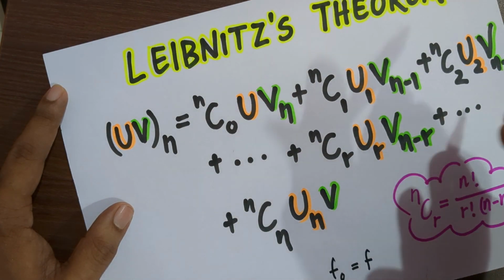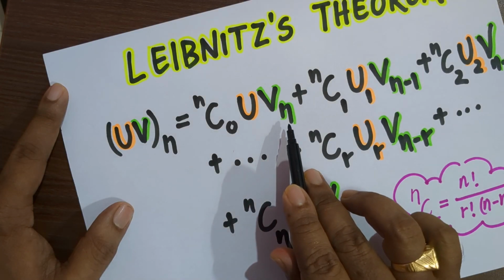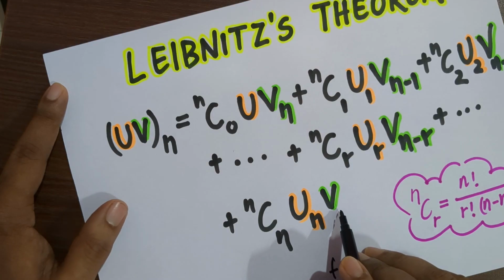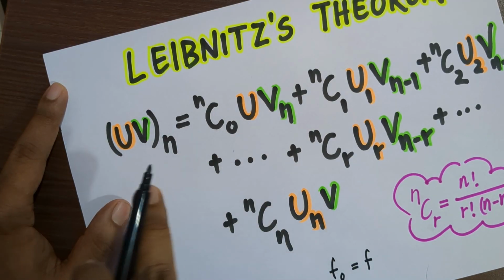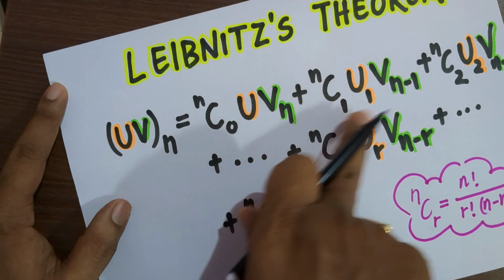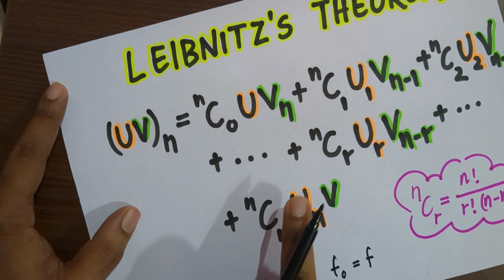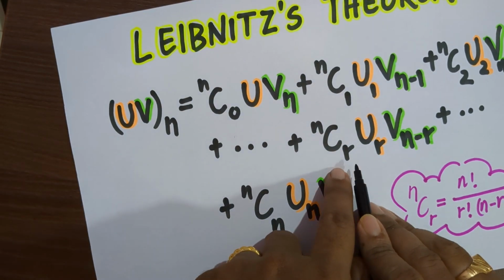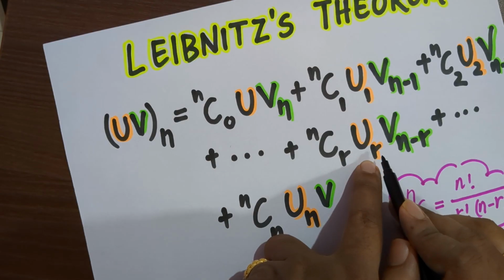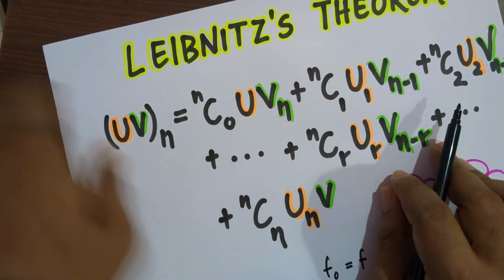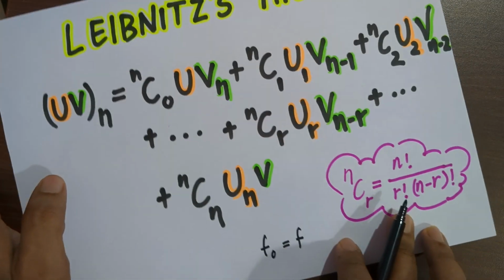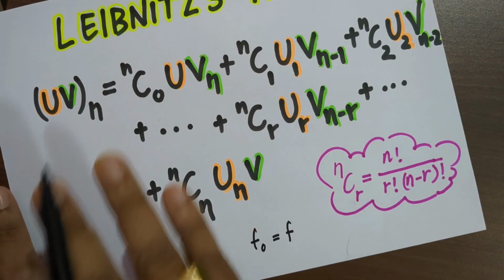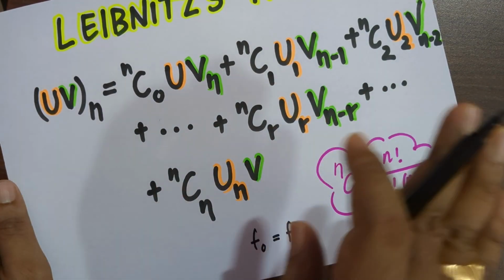Its derivative order increases by 1 in each term, and the derivative of v starts from its nth order derivative, and it is reduced by 1 in each term and goes up to the 0th order derivative of v. And in each term we have a coefficient, and it starts from nC0, nC1, nC2, and goes up to nCn. So its general term looks like nCr times the rth order derivative of u and the n minus rth order derivative of v. So this is the Leibniz theorem. And what is nCr? nCr is n factorial over r factorial times n minus r factorial. In this video we are not going to prove this theorem. I will just apply this theorem and solve some questions.